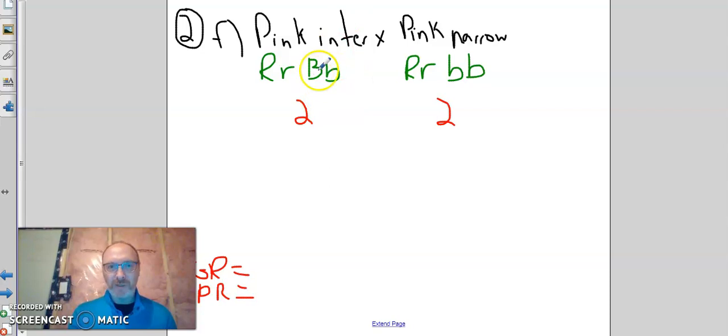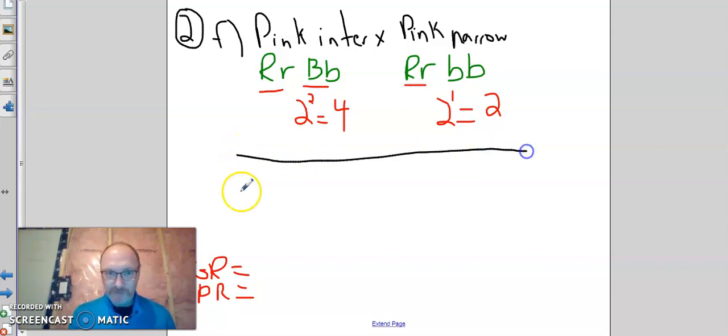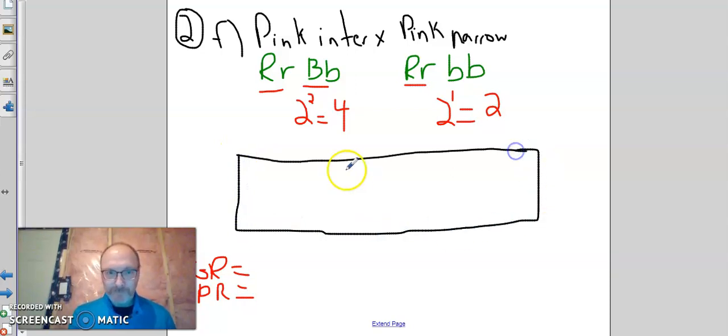Now we have to figure out what the heterozygous individual's genes are. So it's big R, little r, and big B, little b. So my N here is going to be 2, and that's going to produce 4 possible gametes. Here, only the big R, little r is heterozygous, so N is 1, so 2 to the 1 is going to give me 2. So now I know that my Punnett square is going to be 2 by 4. So let's create my Punnett square here, like this. And that's going to be 2 by 4.